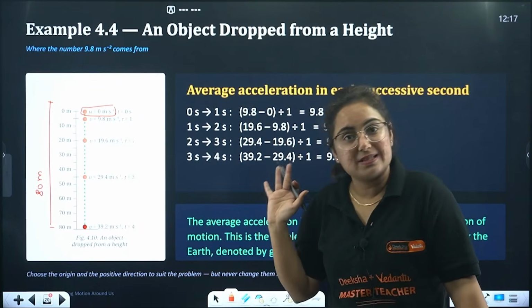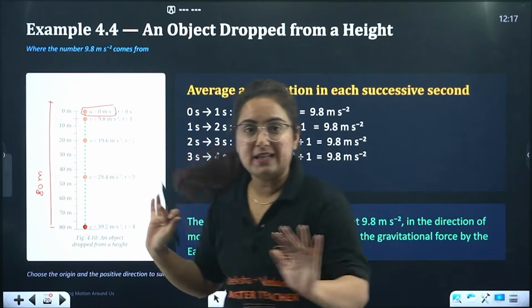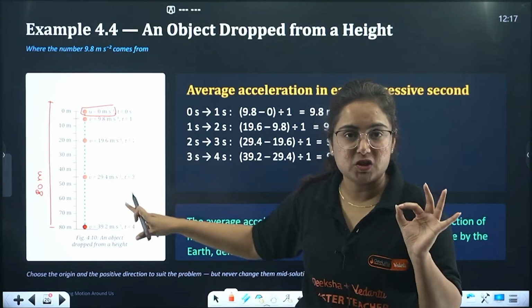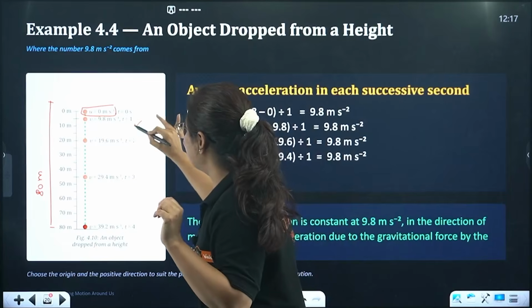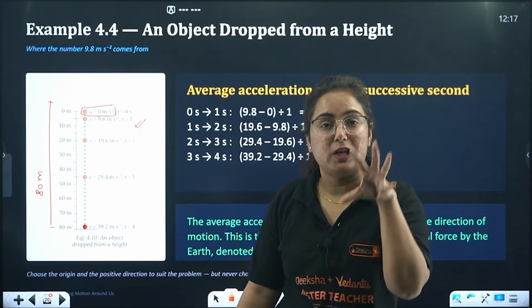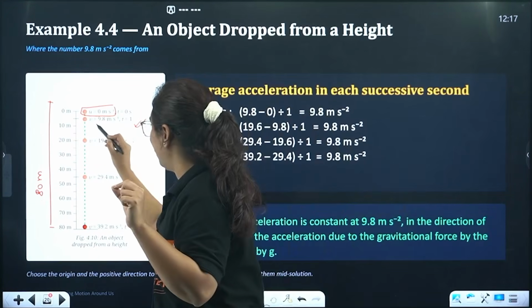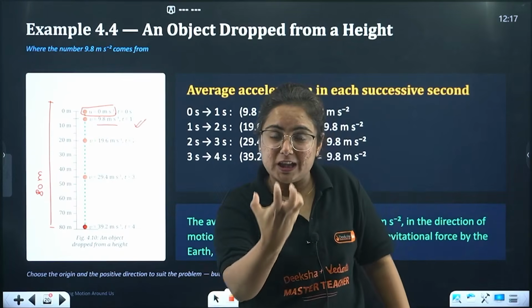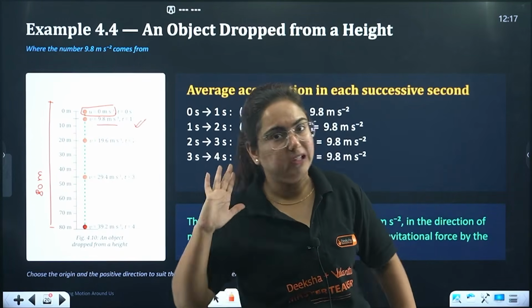0 meter per second. The time was also 0 seconds. But after 1 second, as given in this picture, beta, the average velocity of that object was 9.8 meter per second. How, bhai? Because of the gravitational pull, the object started moving downwards.